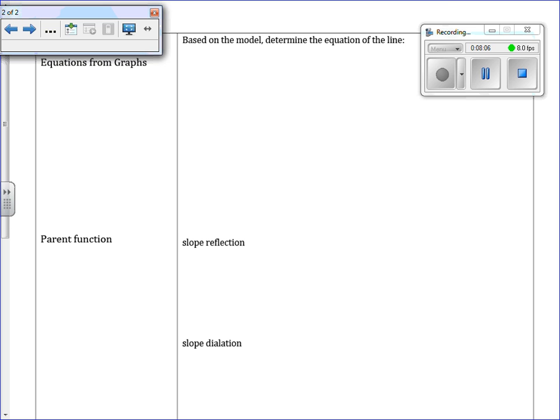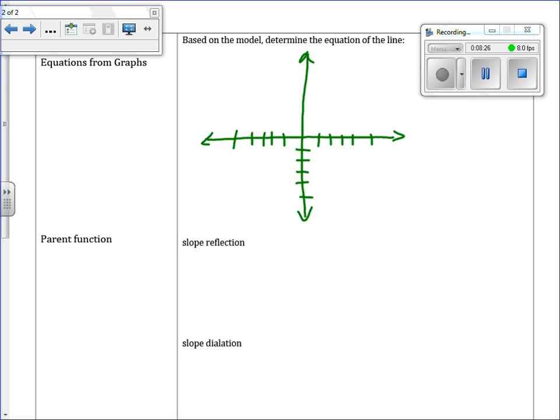So our model is going to be, again, we're going to go ahead and draw our y-axis, draw our x-axis. 1, 2, 3, 4, 5. 1, 2, 3, 4, 5. And it's not perfect, and it's okay if yours isn't perfect either.